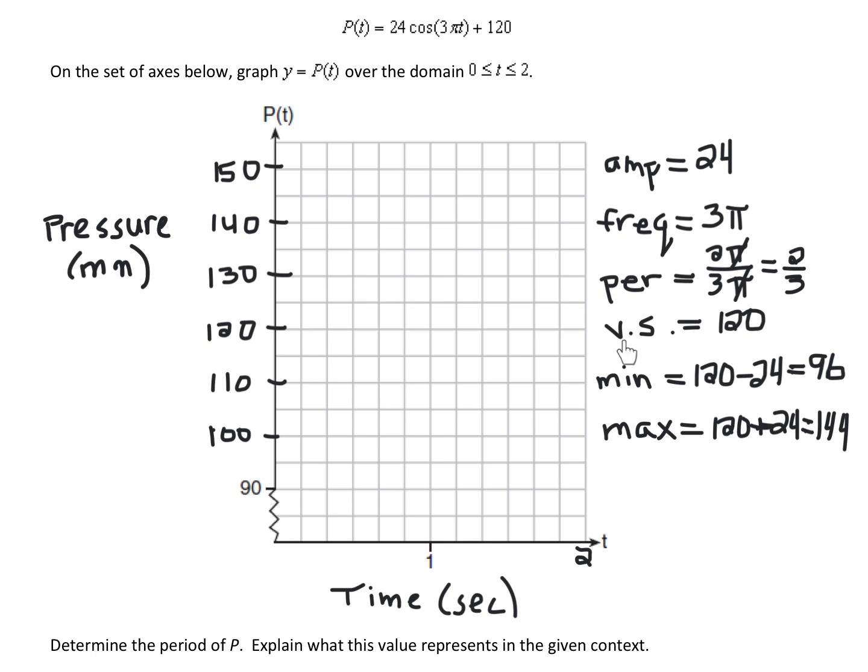Now the vertical shift right here is important to us, right? That's always where our midline falls. And I like to put a dotted line there. So at y equals 120, let's put a dotted line. That's where the middle height of our graph is going to be. That's our midline.